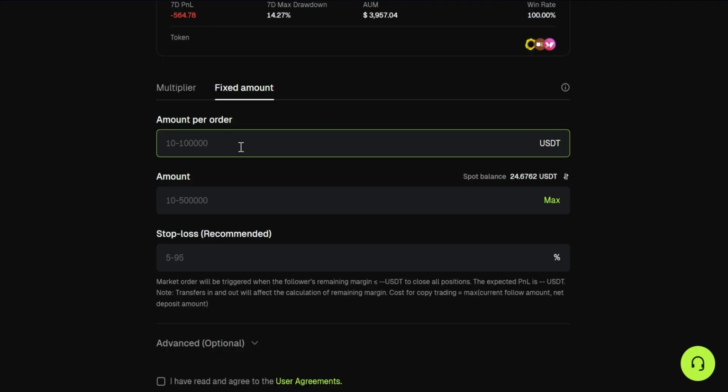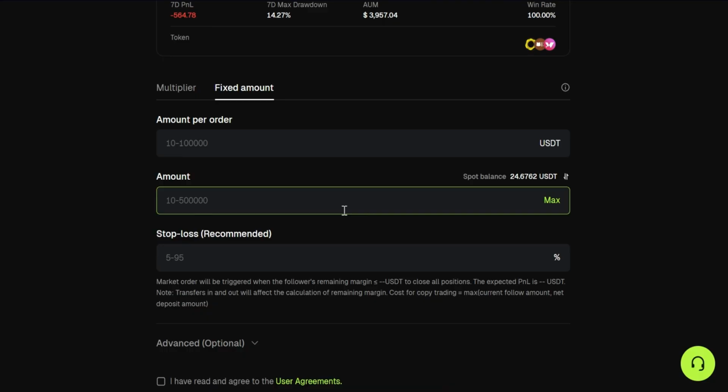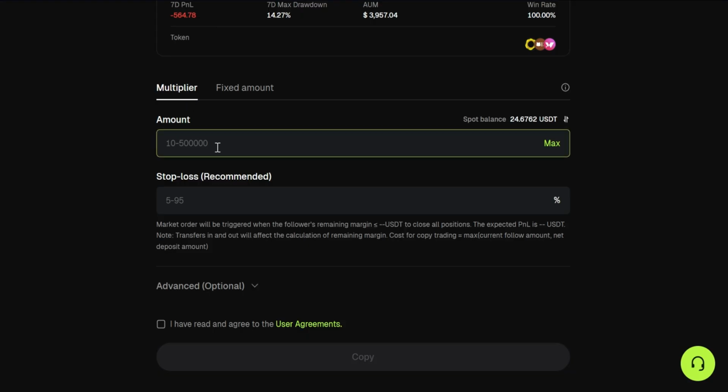Under here, you can see the amount. This is the total amount you will invest in copying this master trader. You can enter the amount according to your Bitunix account balance. Don't put all your funds into one trader. Diversification is key. If you choose multiplier mode, you can only choose amount.